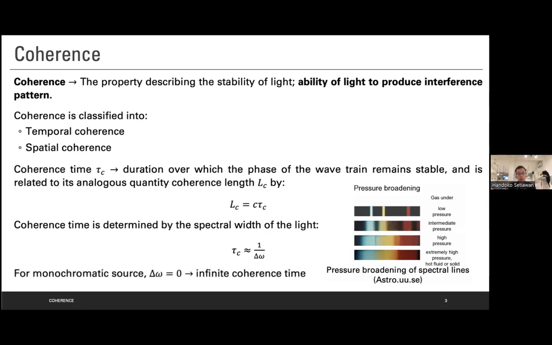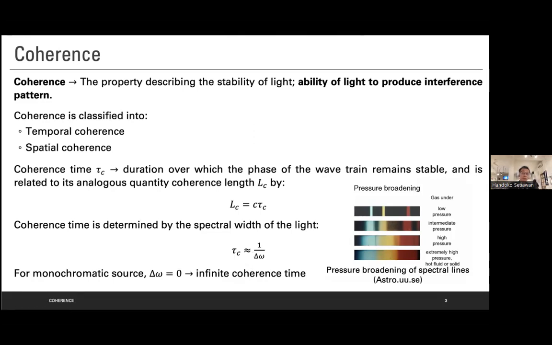And for a monochromatic source, a light which is kind of idealized, the delta omega will be equal to 0, which means that it will create an infinite coherence time here. So are there any questions so far?